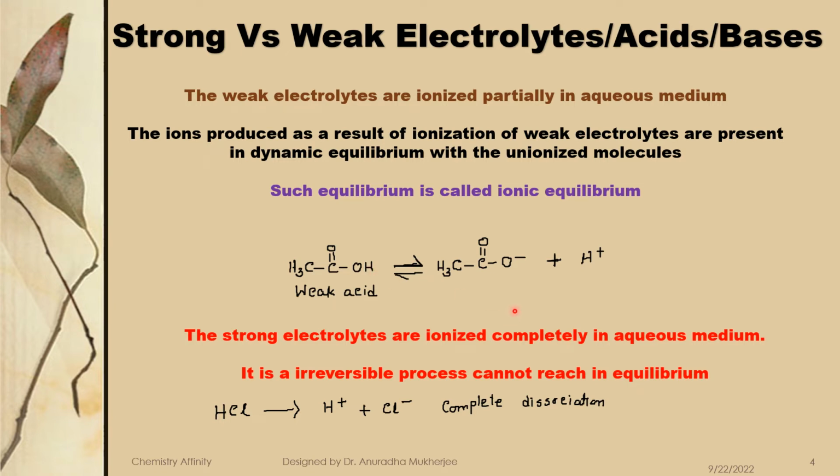But when we talk about a strong electrolyte, it completely ionizes in the aqueous medium, like hydrochloric acid, sulfuric acid, nitric acid, sodium chloride, potassium chloride. Complete dissociation means it is an irreversible process, and an irreversible process never can reach chemical equilibrium or ionic equilibrium. And that's why when we discuss ionic equilibrium, we only consider weak electrolytes, acids, or bases.